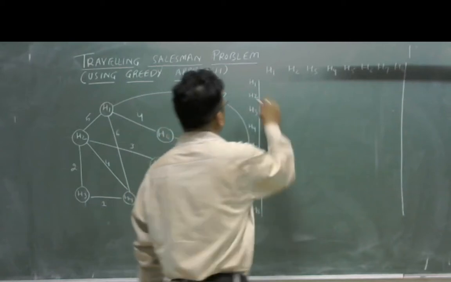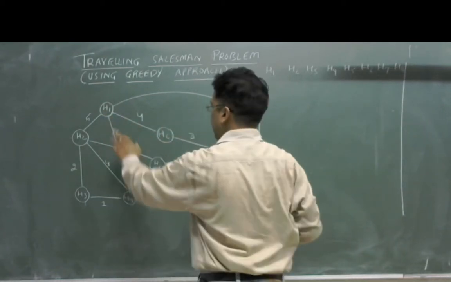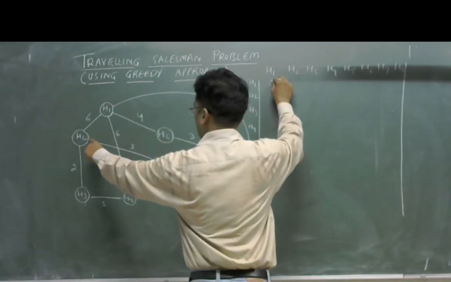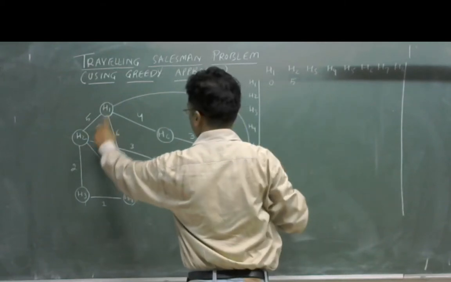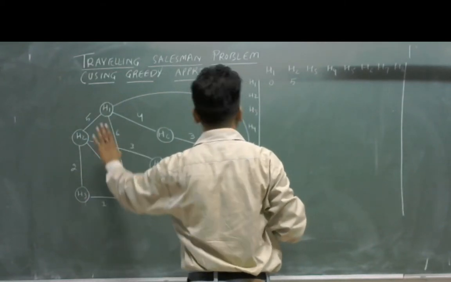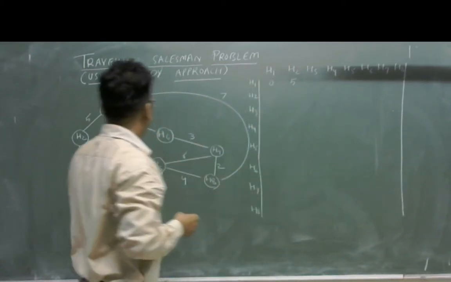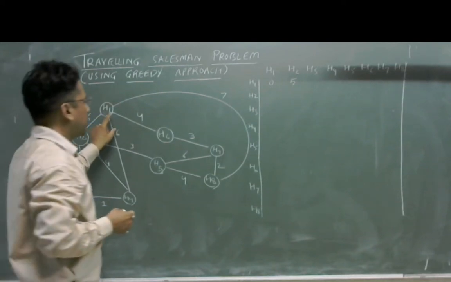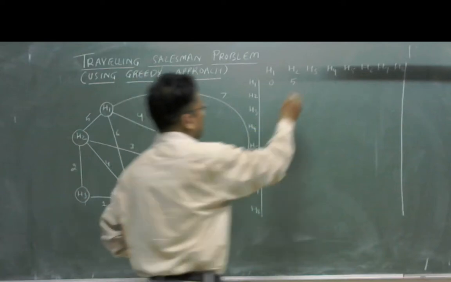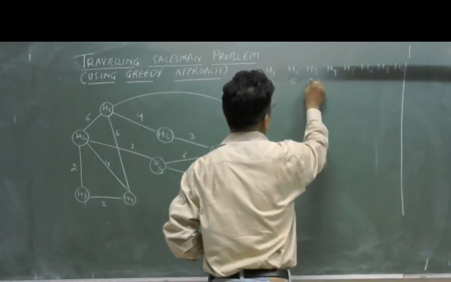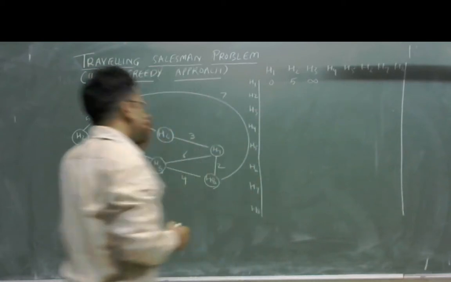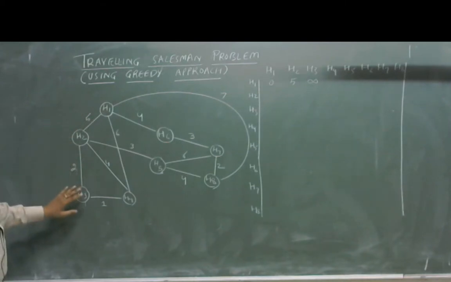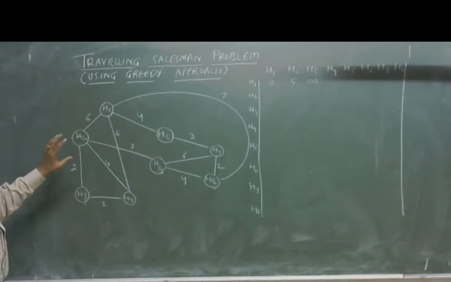This is an undirected graph. So from H1, the distance of H1 to itself is 0, H2 is at distance 5, and H3 is not connected. I am writing the direct distance between the two nodes. So H1 to H3 is not connected directly, so there is infinite distance. If a node is not directly connected, then the distance is represented by infinity.